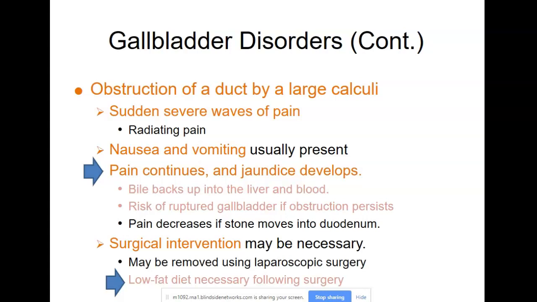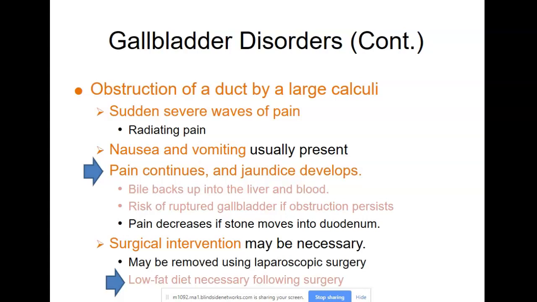If the obstruction is not removed, you can really lead to complete blockage of the liver, which is dangerous because then jaundice can set in. We'll talk about this shortly when we get to the liver. There's also risk of completely rupturing the bladder. It would just explode due to back pressure. The one thing I do have to say, though, is if the stone makes its way into the duodenum, then the pressure should subside.